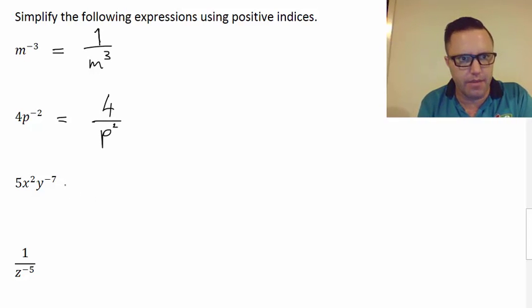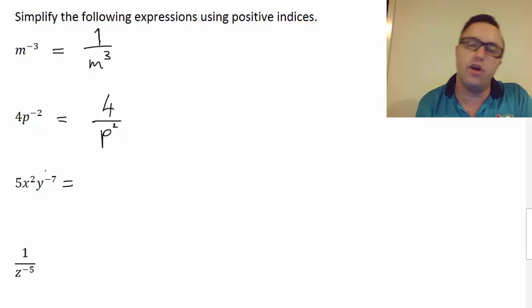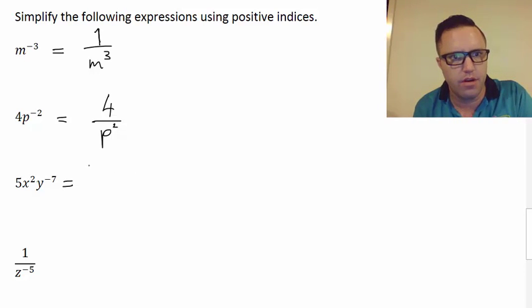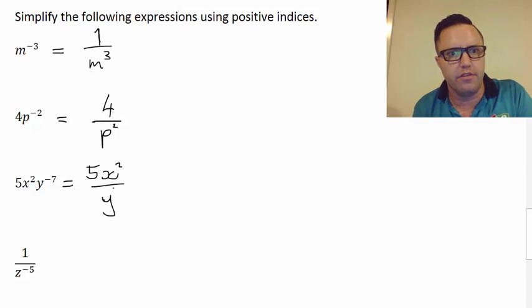Okay? Alright. Similarly with this next one here, the negative 7 index only applies to the y. So the rest of it doesn't change at all, and it will stay on top of the fraction. So 5x squared over y to the power of 7.